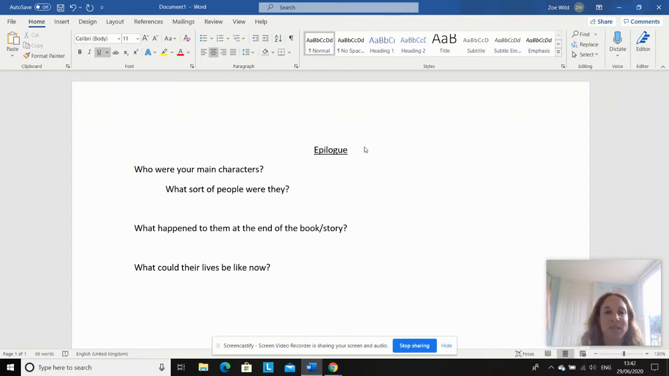So I love epilogues. So I thought it'd be good if you wrote one as well, just like The Explorer had an epilogue. So in your Victorian stories that you have now finished, you're going to write your epilogue. Keep saying the word epilogue. And I'm going to give you an example of how you might start that. So I've got some questions for you, which you should have in front of you as well.